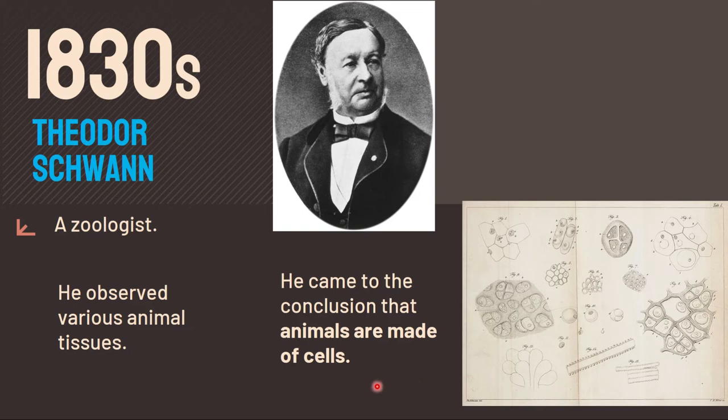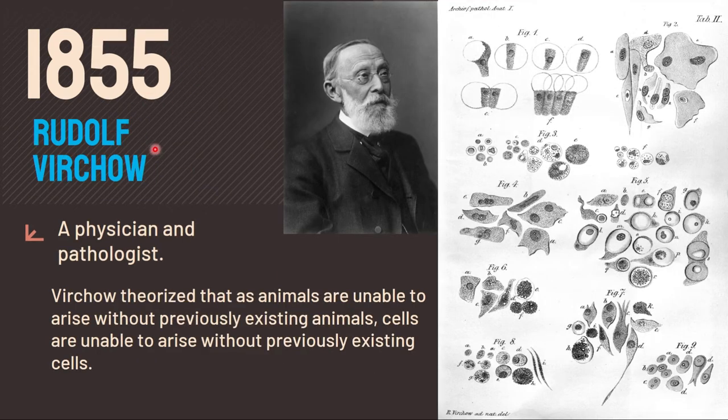So fast forward to 1855. So a physician and pathologist named Rudolf Virchow, but some would pronounce this as Rudolf Virchow. So Virchow is a physician, so he is a doctor, and he's also a pathologist. So pathology is the study of diseases, of how diseases work. Okay, so how did Rudolf Virchow contribute to the cell theory?